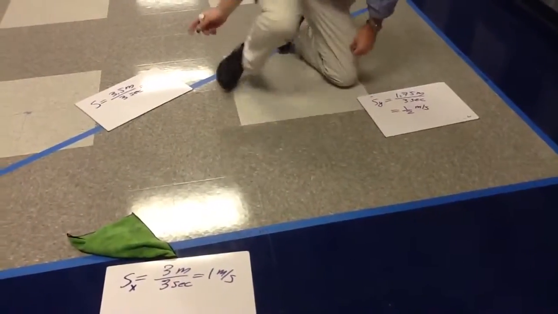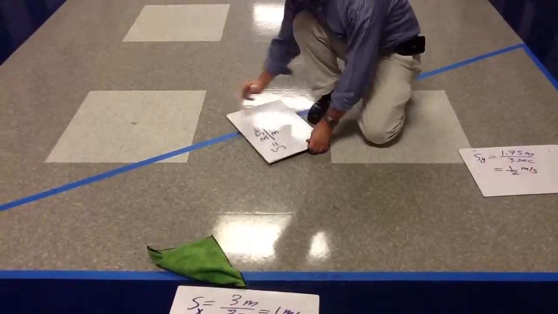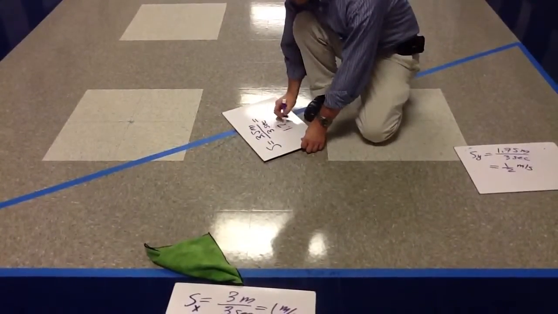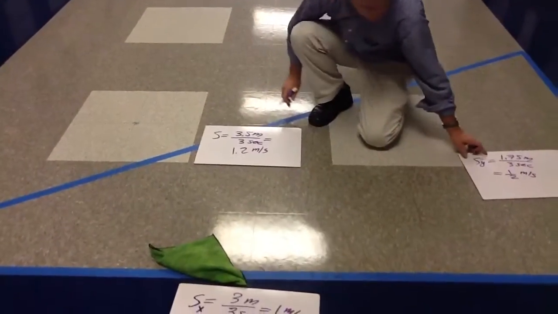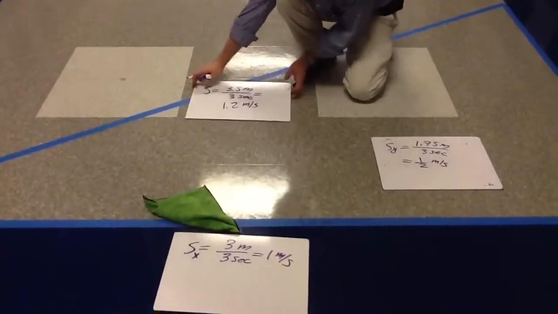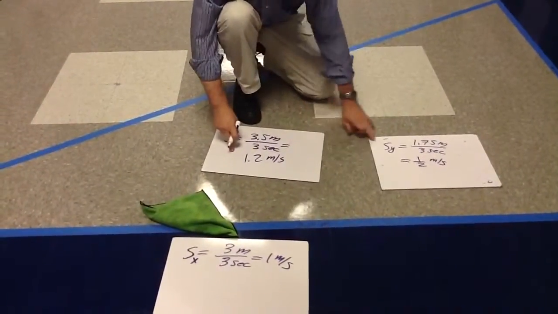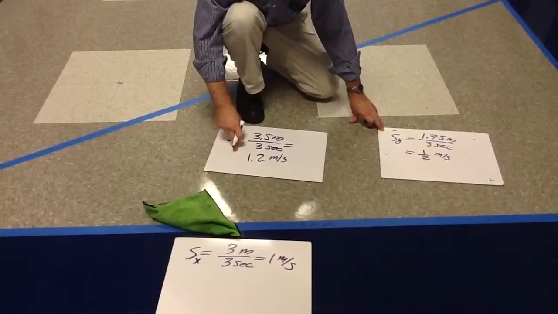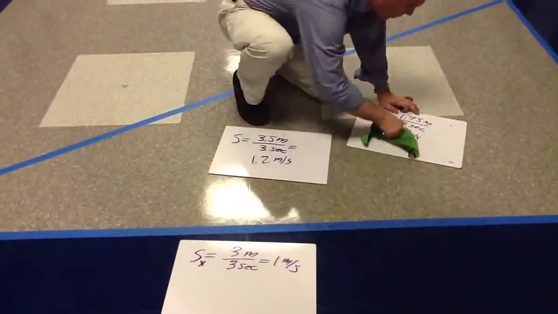Zach, tell me what 3.5 divided by 3 is. 1.17. 1.17, I'm just going to round that to 1.2 meters per second. Now, here's the interesting part. You sure about that? Yeah, but the 1/2 is wrong. Did I mess that up? What is it? It's 0.58. 0.58, thank you.